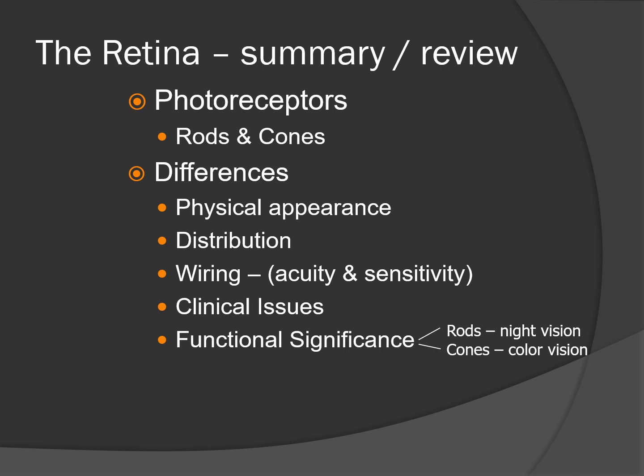Rods and cones differ in their physical appearance, which we saw, and in their distribution across the retina. And again, I will encourage you to go find your blind spot. We have the cones tightly packed in the fovea, no rods in the fovea. As we go out to peripheral vision, we have lots of rods and very few cones, but we do have some cones out in the periphery as well.